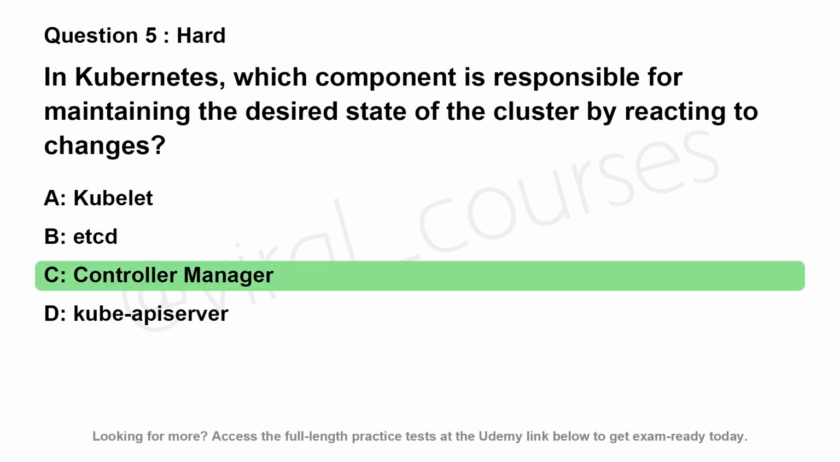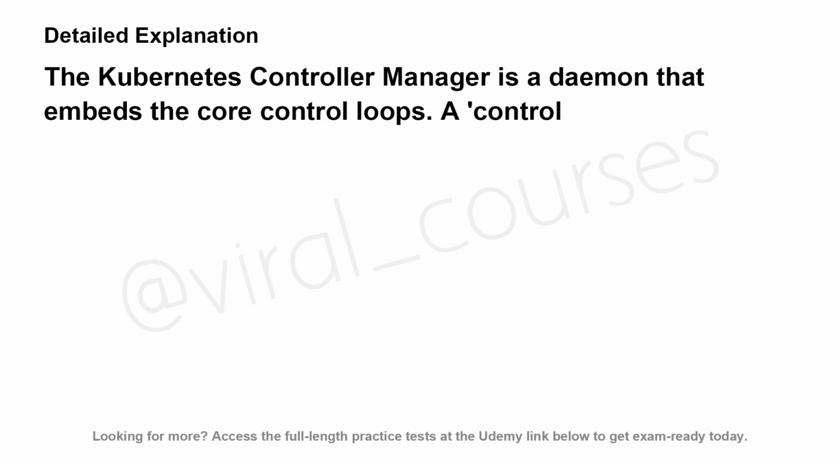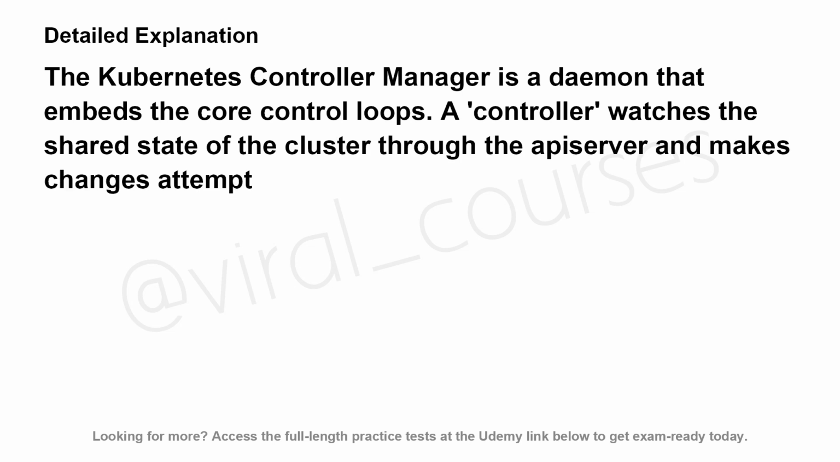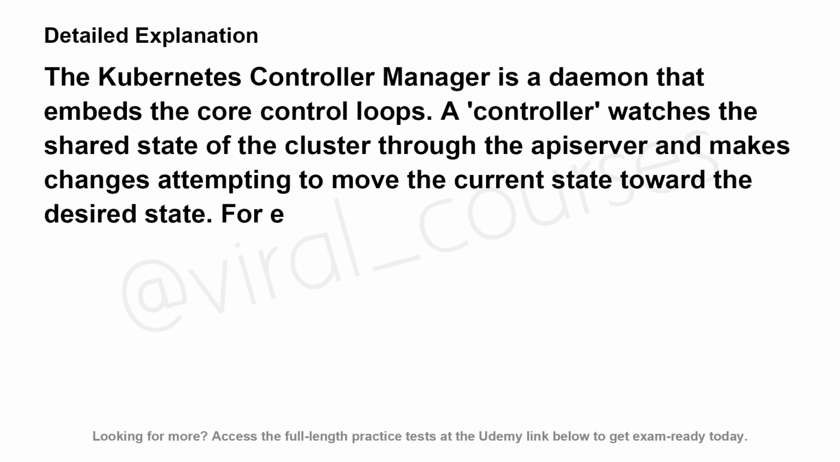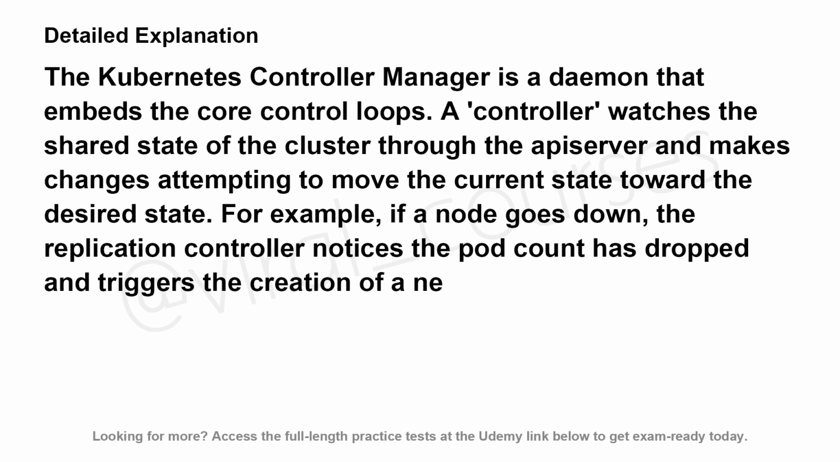The correct answer is C. The Kubernetes controller manager is a daemon that embeds the core control loops. A controller watches the shared state of the cluster through the apiserver and makes changes, attempting to move the current state toward the desired state. For example, if a node goes down, the replication controller notices the pod count has dropped and triggers the creation of a new pod on a healthy node.